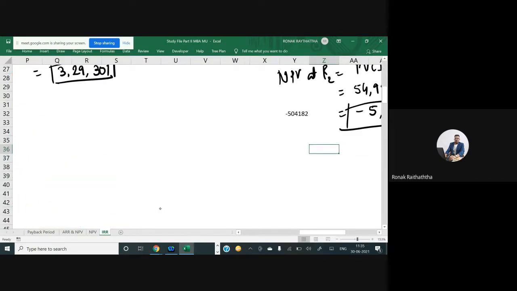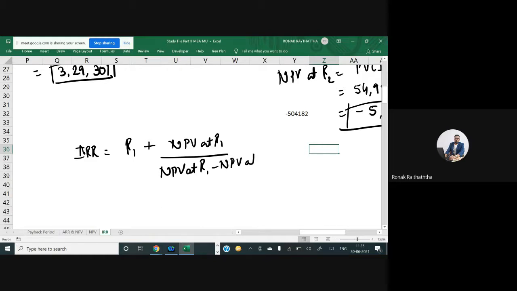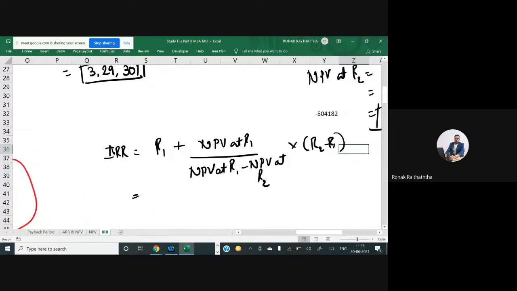I'm writing it again. IRR equal to R1 plus NPV at R1 divided by NPV at R1 minus NPV at R2, multiplied by R2 minus R1. So rate 1 will always be taken as the rate where you have found the positive NPV. So that will be taken as 10%.